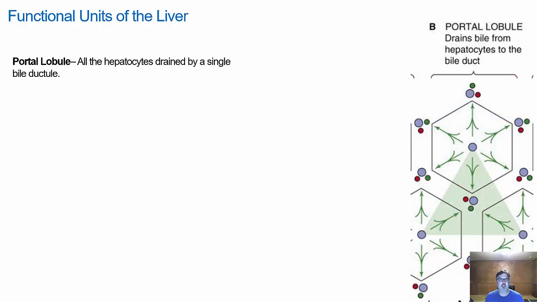But that's not the only way we can describe a lobule. Another way is to look at a triad out here. And we're looking at basically the portal triad that's all being drained by a single bile ductule. So let's suppose we focus on this guy right here. Well, if this is the case, it's going to receive bile from this lobule, and this one as well. So because of that, we're going to look at this portal lobule as being the one where all the hepatocytes are drained by a single bile ductule, if you would.